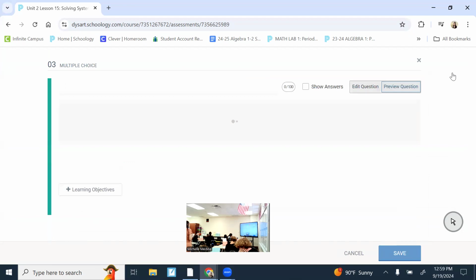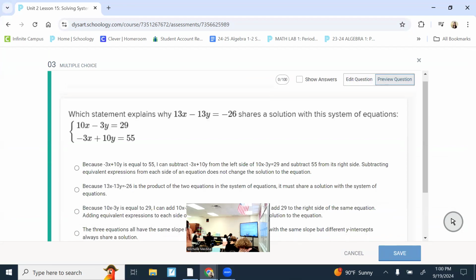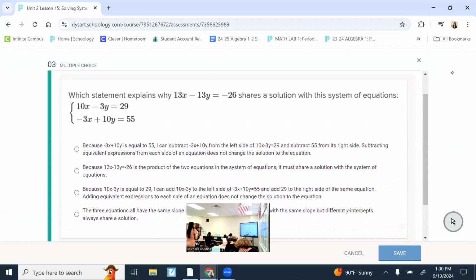So we have which statement, and this is kind of like what you'll see on your unit test, by the way, that's why I say you still have to know all the methods. But it says which statement explains why 13x minus 13y equals negative 26 shares a solution with this system of equations. And they have some explanations. And they're not asking whether they share a solution. They're asking you why they share a solution. Since they're saying they do, then I know that they would all intersect at the same spot. But we just need to know why.